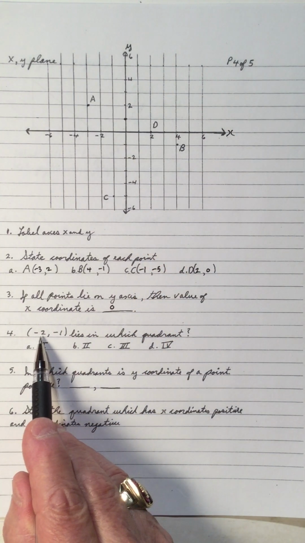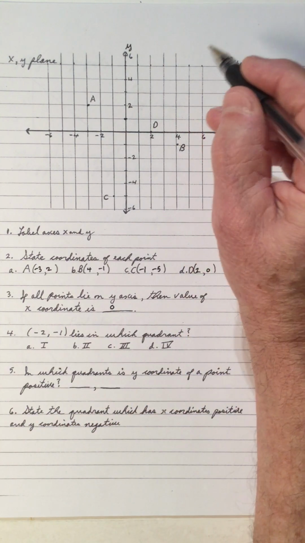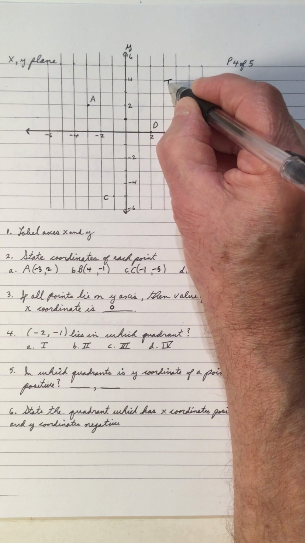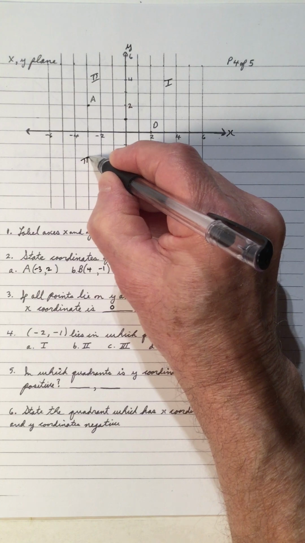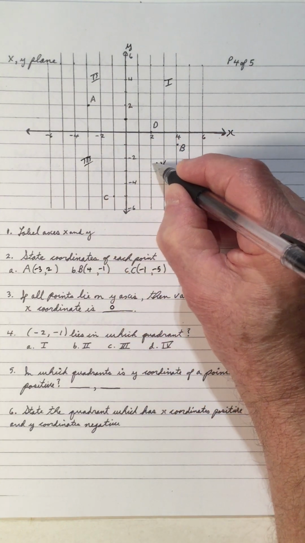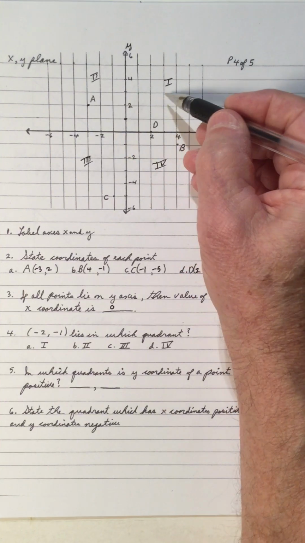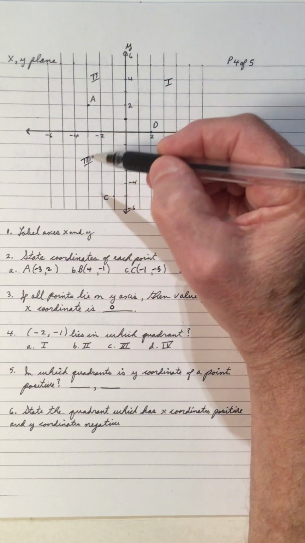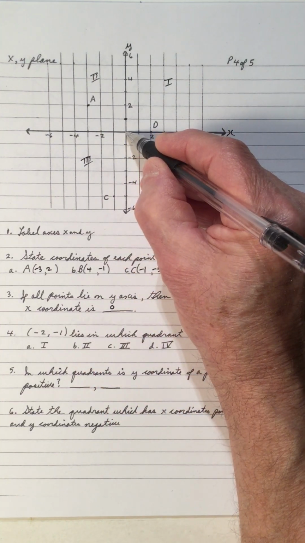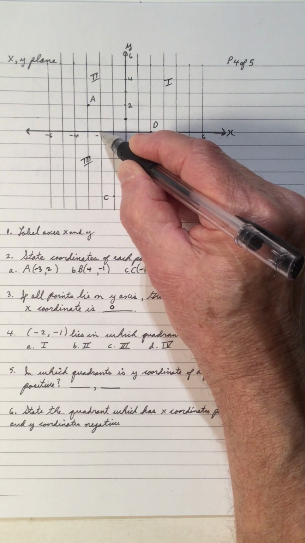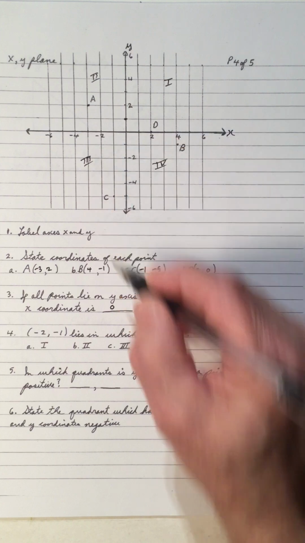Number 4, -2, -1 lies in which quadrant? Well, the quadrants are labeled 1, 2, 3, and 4. That's the quadrants. 1, 2. Not this way. It goes reverse. 1, 2, 3, 4. So -2, -1. -2 on the x is this way. -1 is right here. So -2, -1 is in quadrant 3.